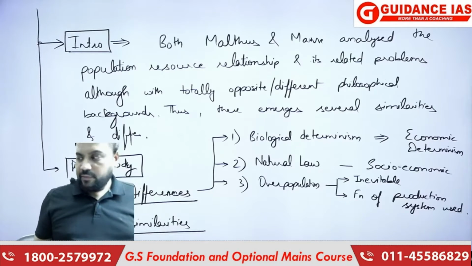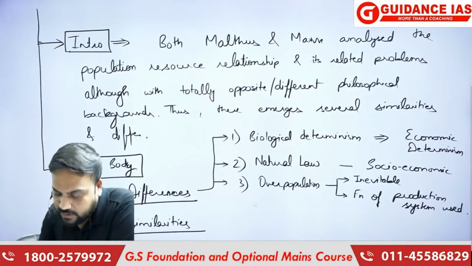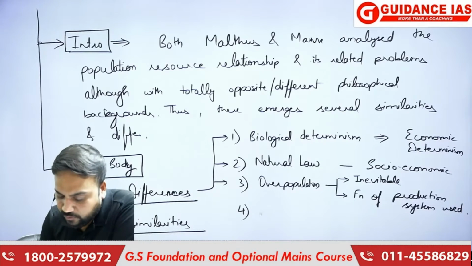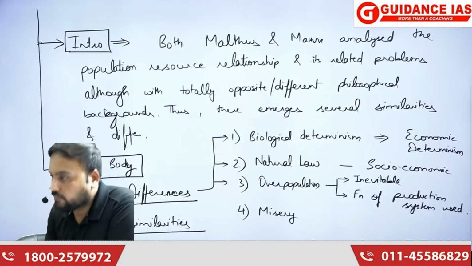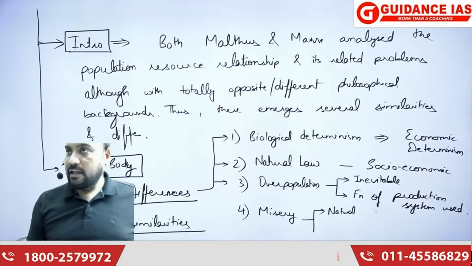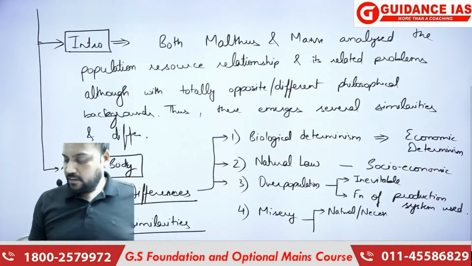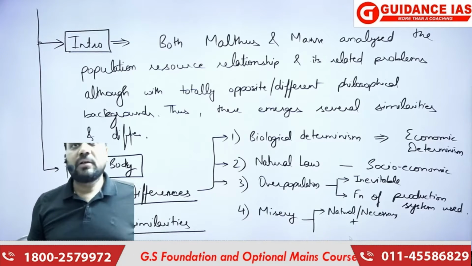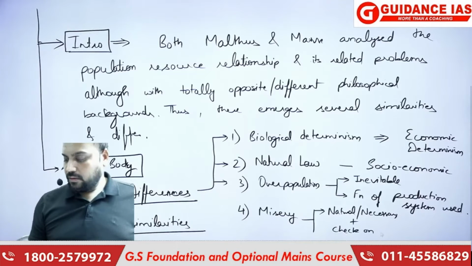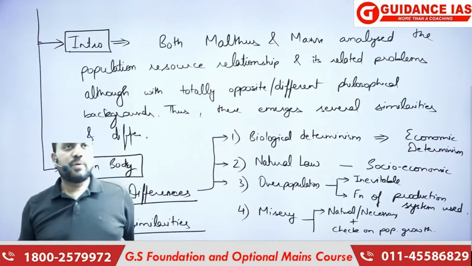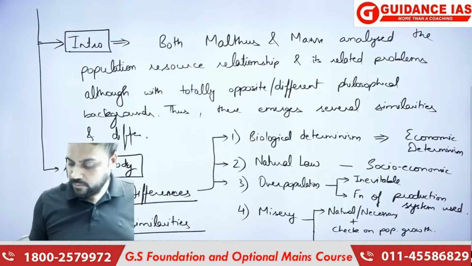Okay. Similarly, there were other things, like, for example, the existence of misery. So with respect to misery, what was Malthus's idea? He talked about it being natural and necessary, or we can say it was necessary, and this misery was also treated by Malthus as what? As a check on population growth. You know, the positive checks. So it was treated as a check on population growth.